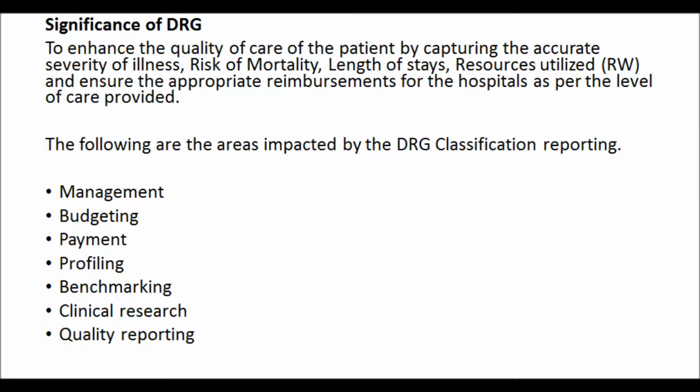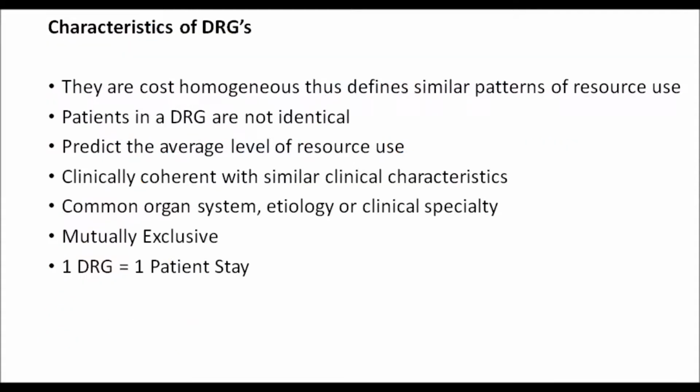clinical research, quality reporting. Characteristics of DRGs. They are cost homogeneous, thus defining similar patterns of resource use. Patients in a DRG are not identical. They predict the average level of resource use. They are clinically coherent with similar clinical characteristics, a common organ system, etiology or clinical specialty. They are mutually exclusive: 1 DRG equals 1 patient stay.